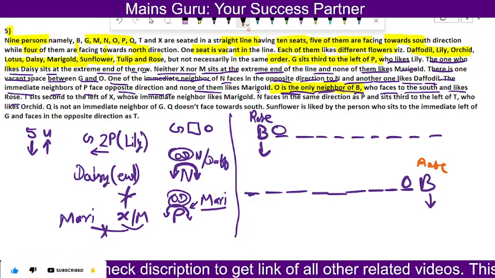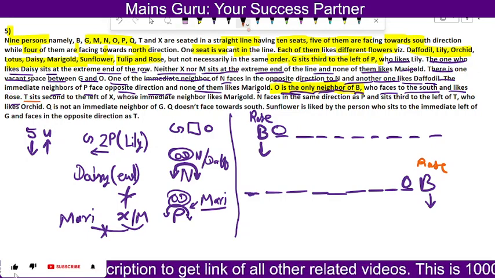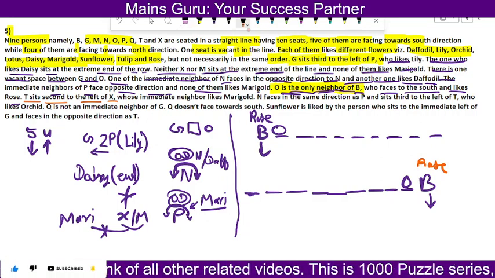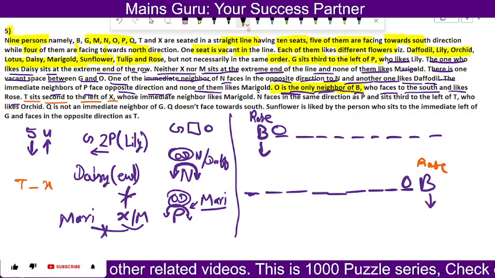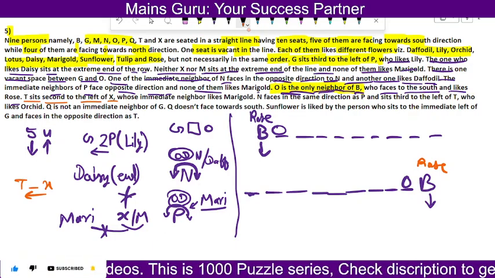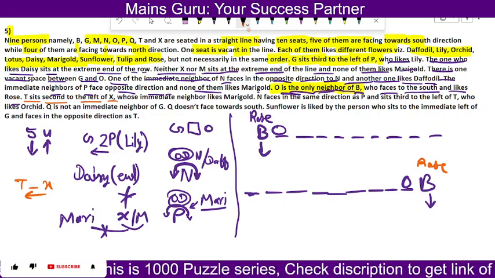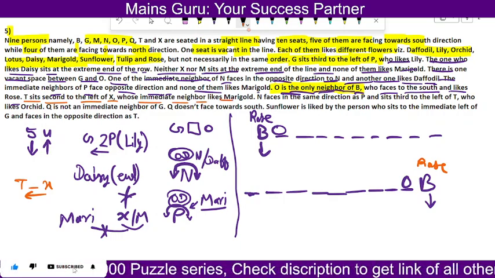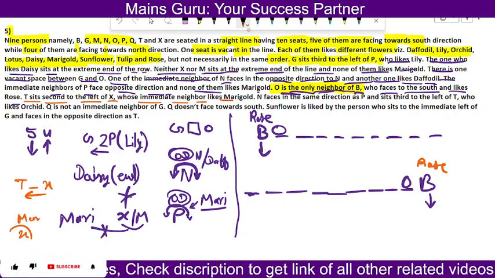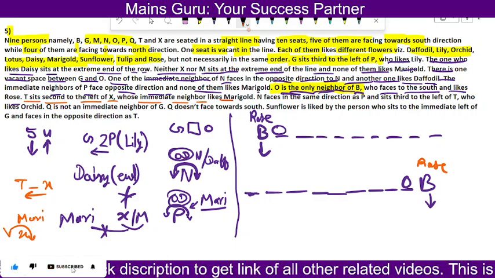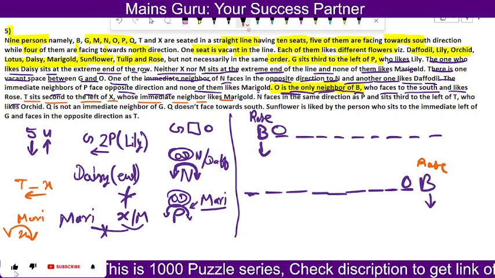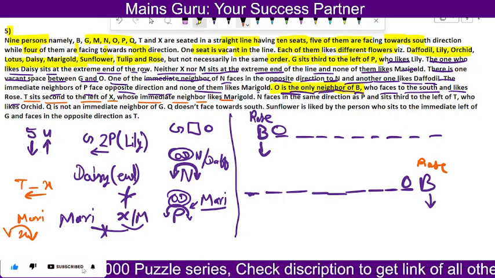Done. Now after this, T sits second to the left of X. According to the face of X, we will place T, but that should be second left. X, whose immediate neighbor likes marigold. So the immediate neighbor of X likes marigold. Done. So accordingly I have written here.